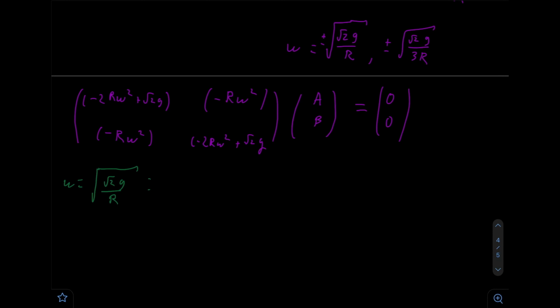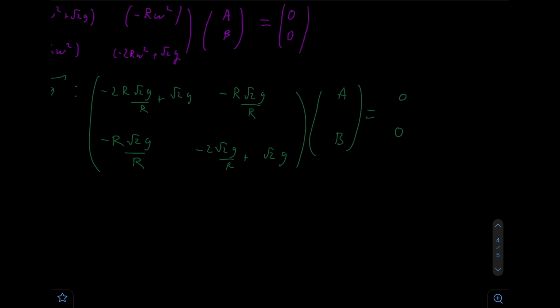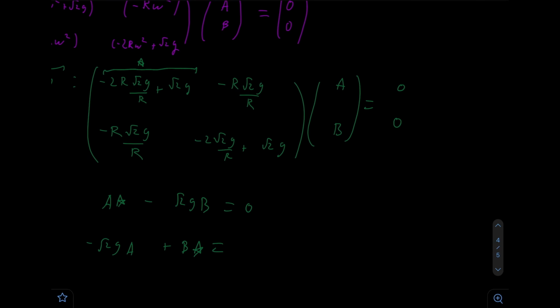Then, okay, so we're going to get a times this, I'm just going to call it star, a times star minus r root 2g, oh, this we can go away with, times b, negative root 2g a plus b times star. It's also equal to 0.